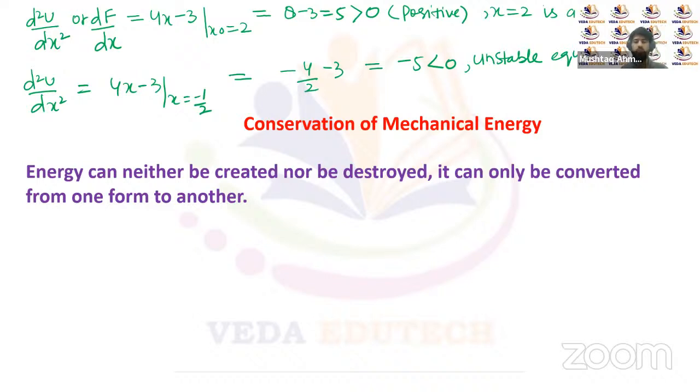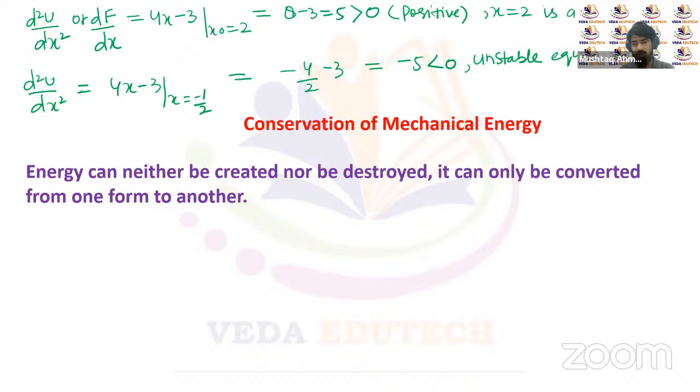So the first point, x equal to 2, was a stable equilibrium point, and x equal to minus 1 by 2 is a point of unstable equilibrium, right? So this is how we can find the stable equilibrium position and unstable equilibrium position using the second derivative of potential energy, right?